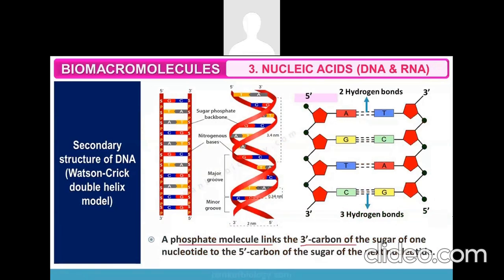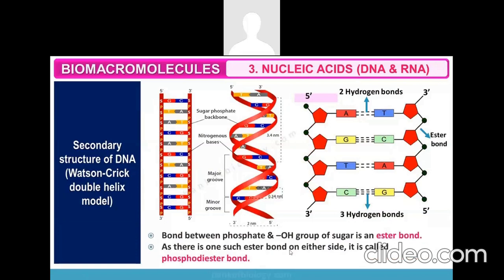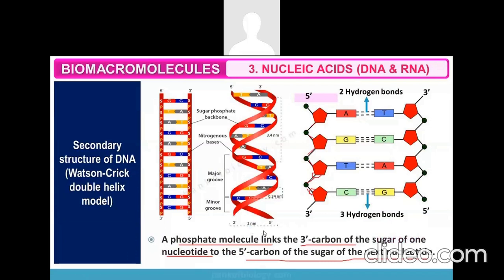The phosphate molecule links the 3 carbon of the sugar, that is the free 3 carbon of the sugar of one nucleotide, to the 5th carbon of the sugar of the next nucleotide. This is going to be the 3 carbon and this is going to be the 5th carbon, and they are linked together. The same applies for every sugar molecule.